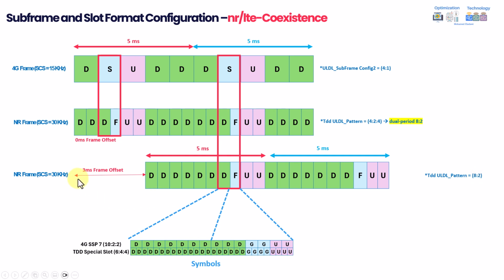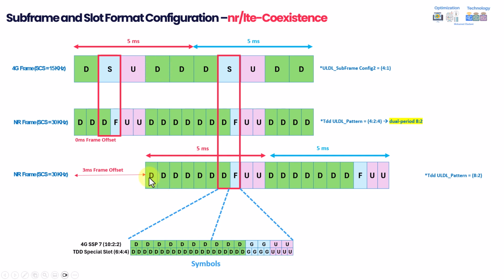We just give a frame offset by 3 milliseconds to make sure that this one will be exactly aligned with the 4G. So this is shifting the frame by 3 milliseconds to make sure it's aligned. As you can see here now, downlink is aligned with the downlink. This is, as you know, the frame.